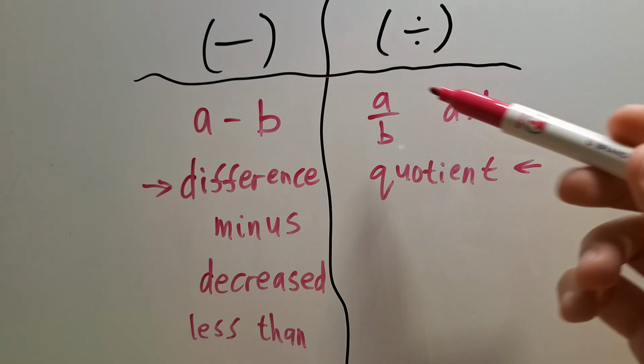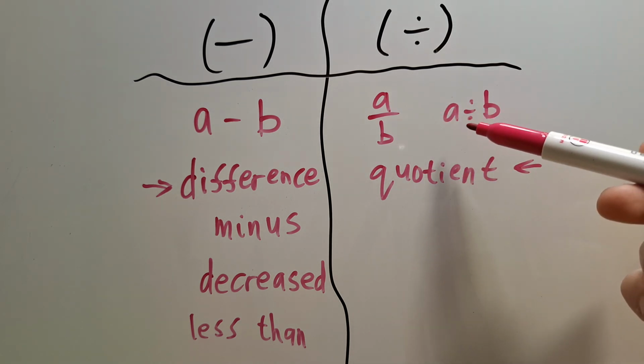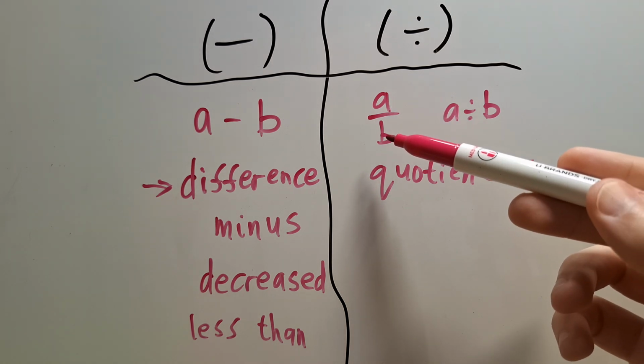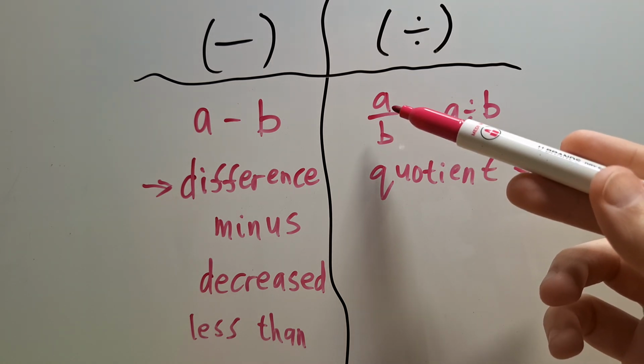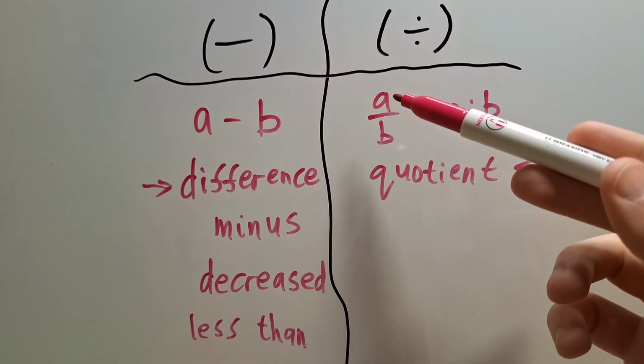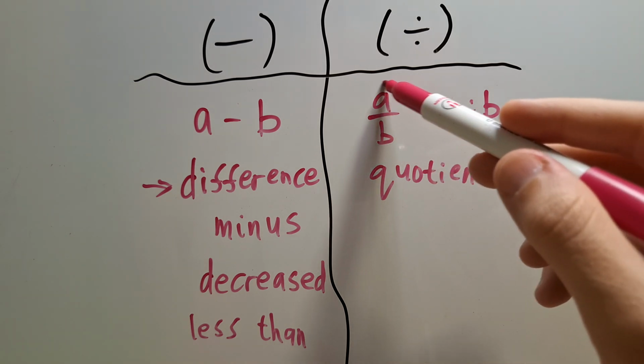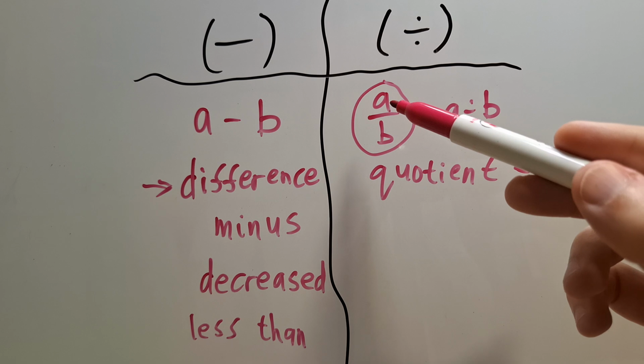We can say A divided by B. We can also say B divided into A. This number is getting divided into this number. We can also say A over B. That's probably the way you would see this one written the most. A over B.